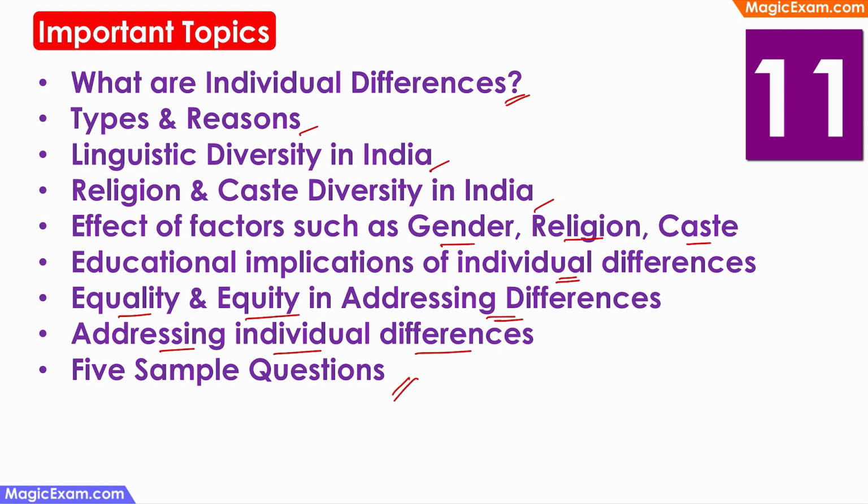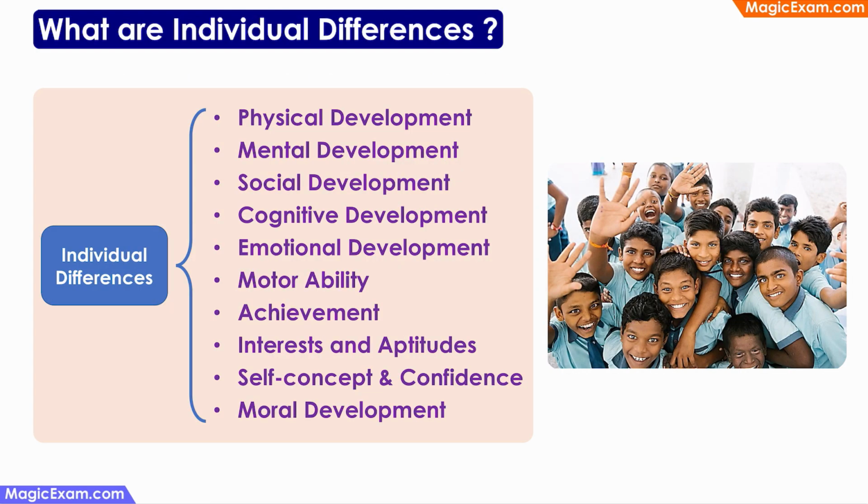So let's get started. The first question that we will have to answer is, what are these individual differences? If you look at a typical classroom, then all the children are different, because if you look at the physical, mental, social, cognitive or emotional development of the children, they will be at different levels. And each child has a different type of motor ability, different level of achievement, interest, aptitude, self-concepts and confidence. Therefore, all children are different. So that is individual differences, that is the difference between the individuals in your classroom.